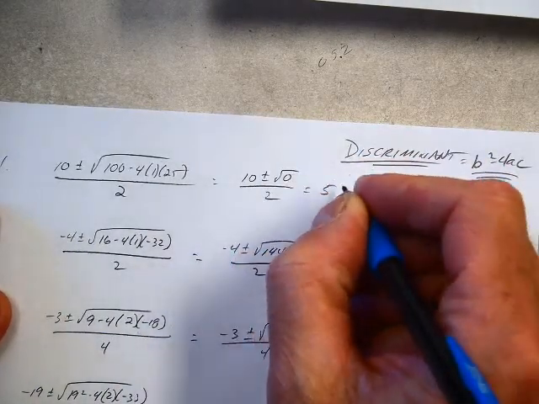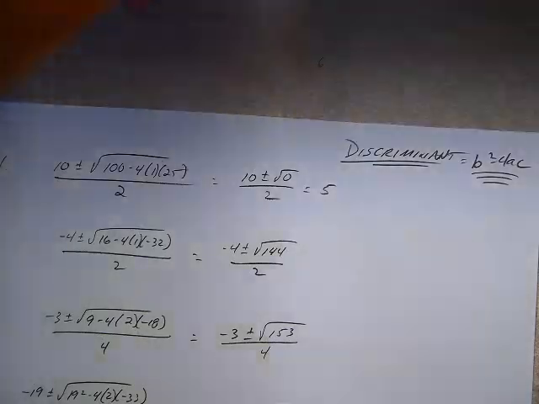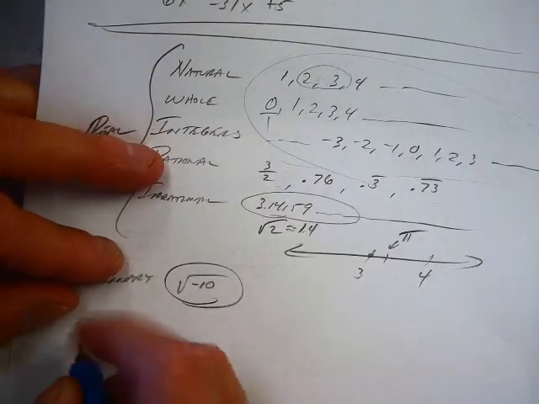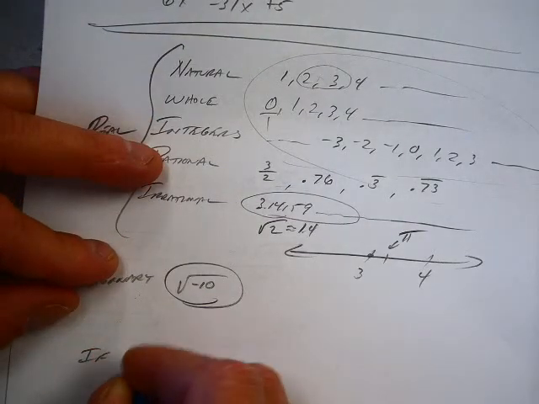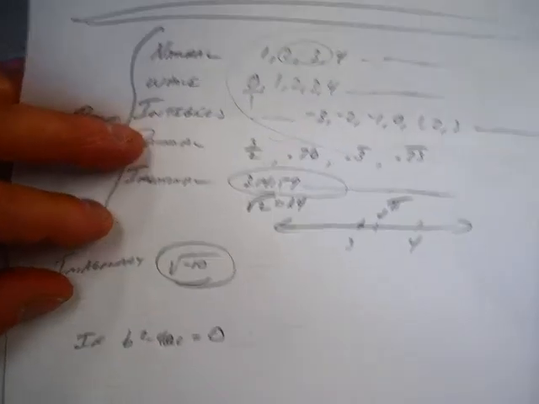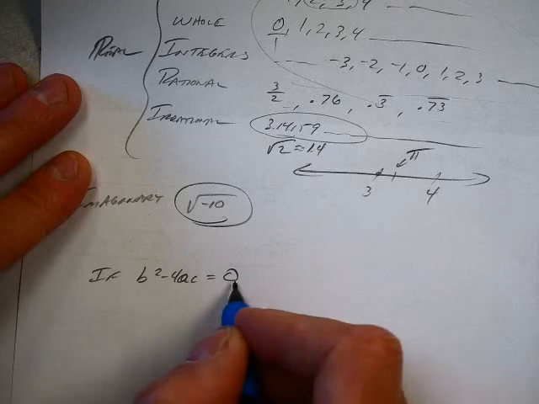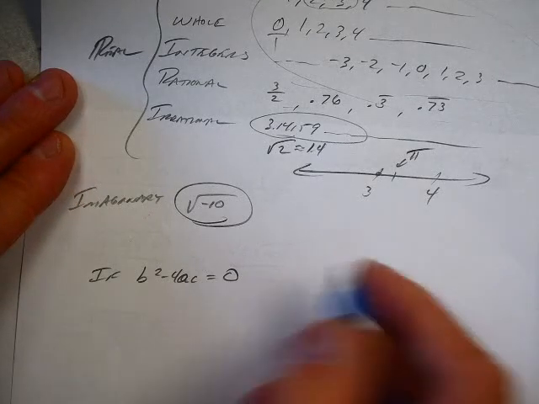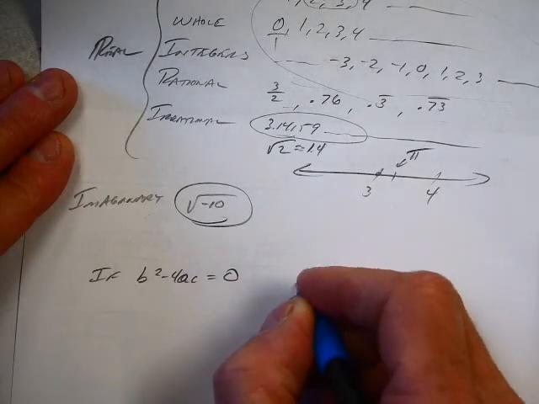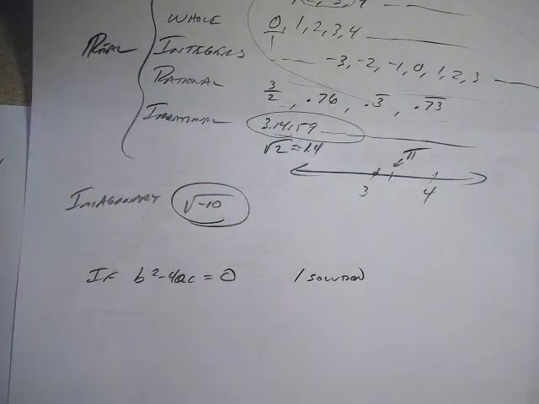Okay, so we're going to just go through these and talk about them a little bit here and there, and then we're going to make a list on the other sheet. So here we go. Discriminant here is zero. It's kind of unique. Usually the quadratic formula has two solutions. In this case, when I simplify it, I just get 10 divided by 2, I just get 5. I only get one solution.